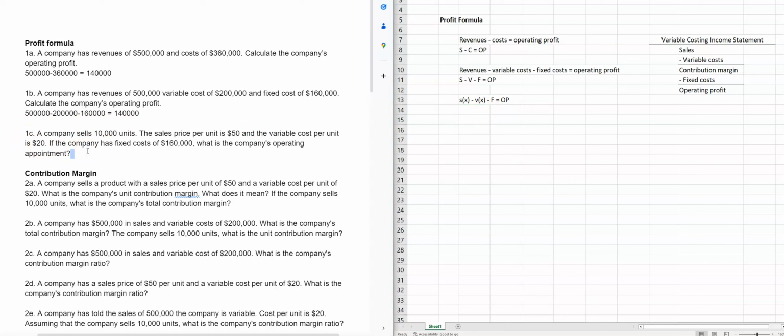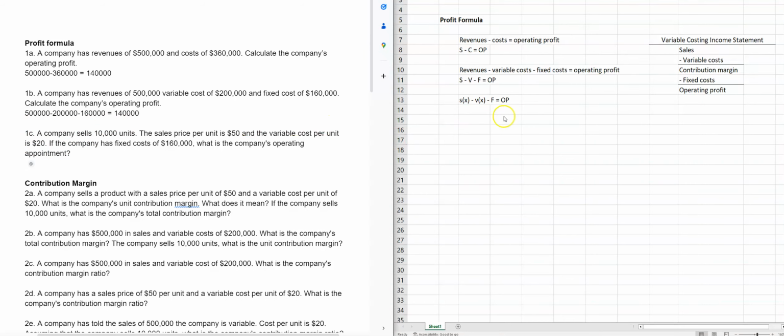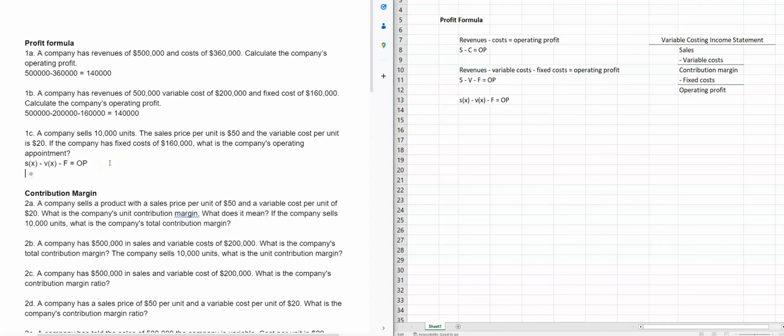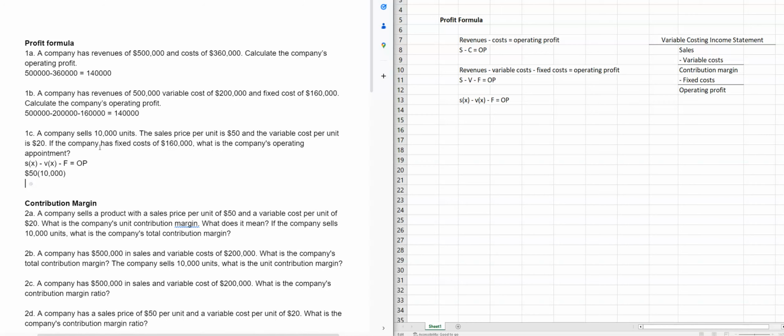So bringing this back to 1C, we're going to be using that formula. Let me actually bring that over too so we can use that as a reference right above it. Okay. So sales price per unit is $50. I'll even do the little dollar sign so you can see there. Times 10,000 units. So sales price per unit is 50. They're selling 10,000 units in this example. Okay. So essentially, if we multiplied that 50 times that 10,000, we would see that total sales is $500,000. Very similar to what we were doing up here.